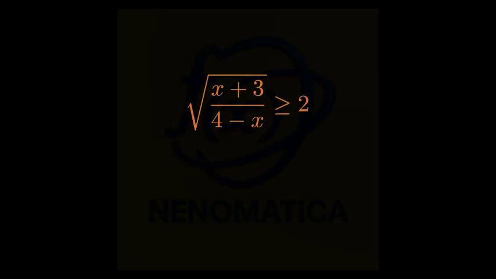Here is the problem. We want all real x such that the square root of the fraction (x + 3)/(4 − x) is greater than or equal to 2. We follow the standard structure. Let g(x) = 2, clearly positive. Let f(x) = (x + 3)/(4 − x), which must be non-negative because it sits under a square root.